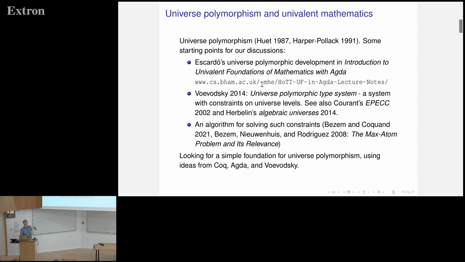So our starting point, to a large extent, was the lecture notes written by Martin Escardo, Introduction to Univalent Foundations of Mathematics with Agda. So this is quite an extensive development of implemented univalent mathematics, and it is very universe polymorphic. So that was a starting point, right?